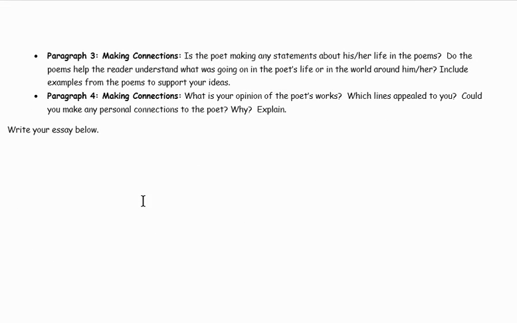Paragraph 3 or so, making connections. Is the poet making any statement about his or her life in the poems? For example, if you're studying Langston Hughes, he tends to speak about equality. Is there a statement that your poet is making? Maya Angelou, etc. Think about your poet. Do the poems help the reader understand what was going on in the poet's life or the world around him or her? Include examples from the poem. So if you're going to say this poet is speaking on equality, give me the examples from each of the 3 poems that show this poet is really speaking for equality.